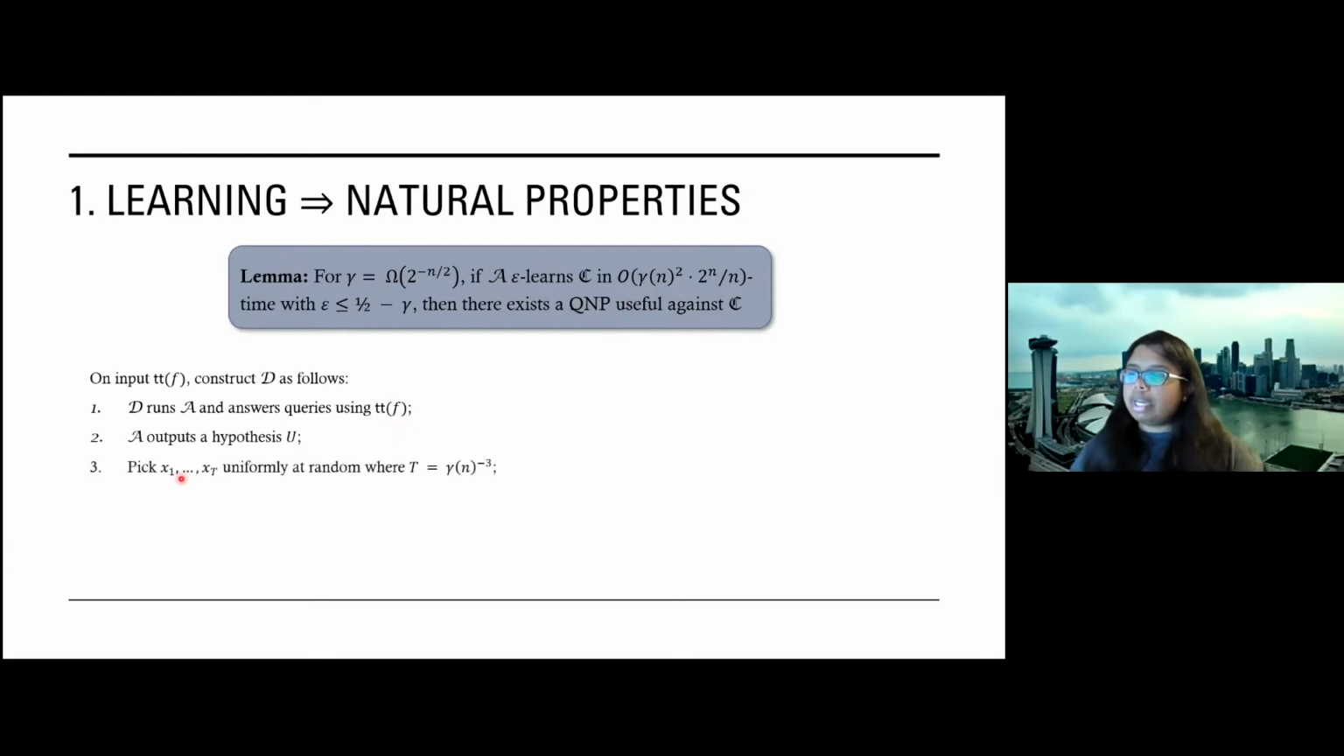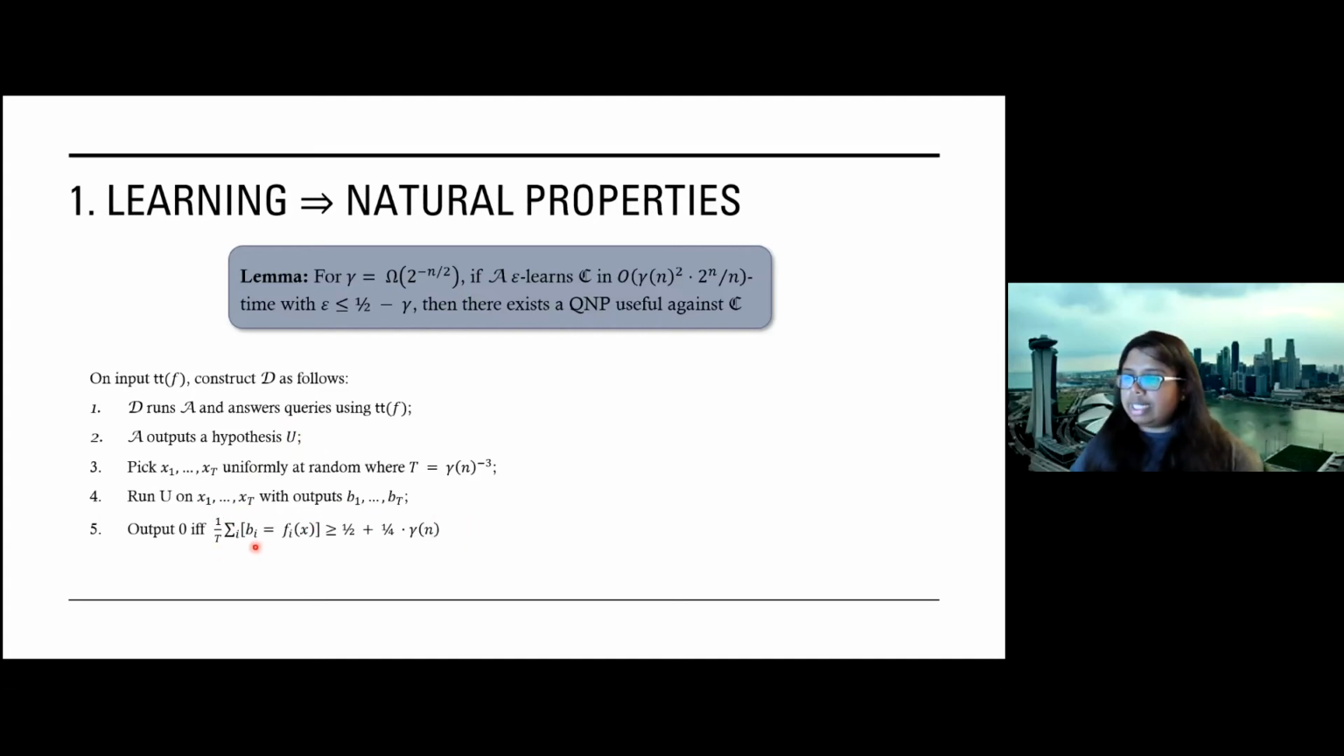The algorithm outputs a hypothesis. And now I randomly pick T different inputs, and I run the hypothesis on each of these inputs. Because I have a description of the hypothesis, I can run it on different inputs. And I collect what their measured outputs are, V1 to Vt. And the output condition says that I output 0 if and only if this equation is satisfied.